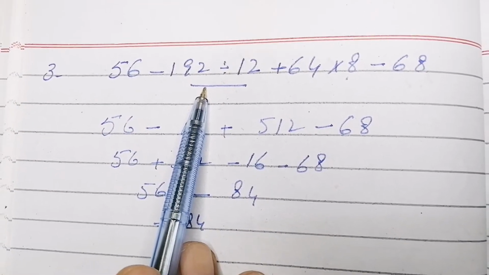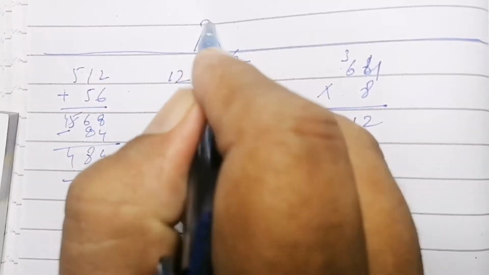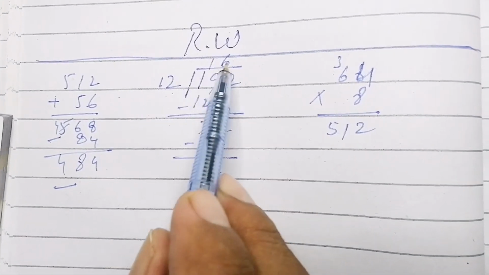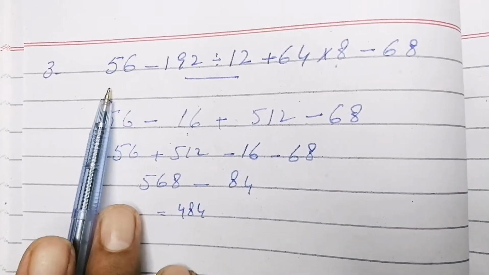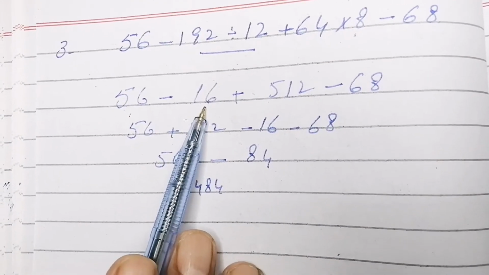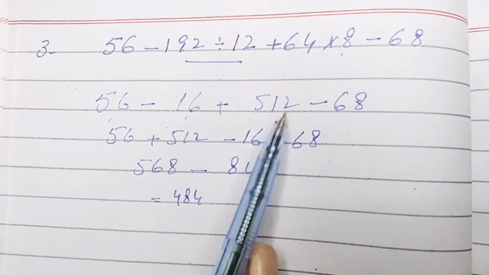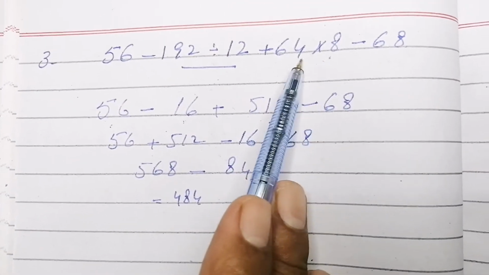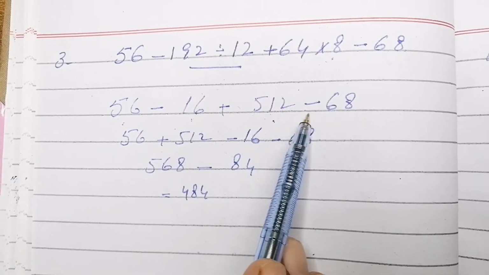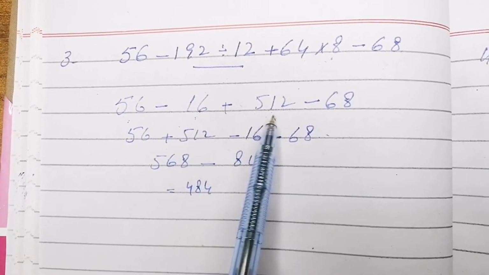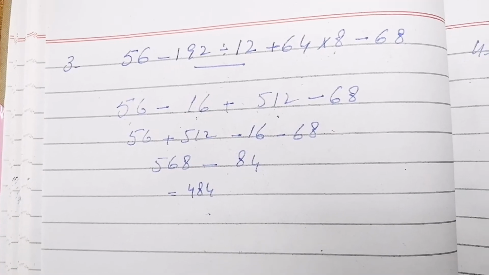So we divide first, right? I have done this in the rough work, so here you can put RW. So divide it and you'll get the answer 16. So here we have written 16, 56 as it is, 16 by division, and then multiplication: 64 multiplied by 8, 8 4s are 32, 8 6s are 48 plus 3 is 51, so 512, minus 68 as it is. Now you add the numbers first and then you subtract and you get the answer, right?